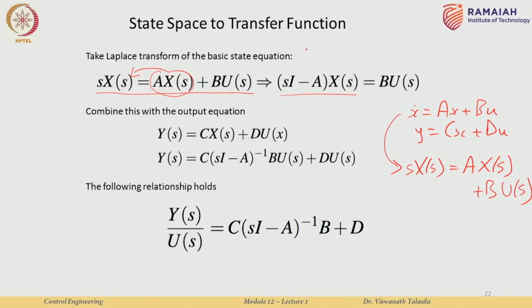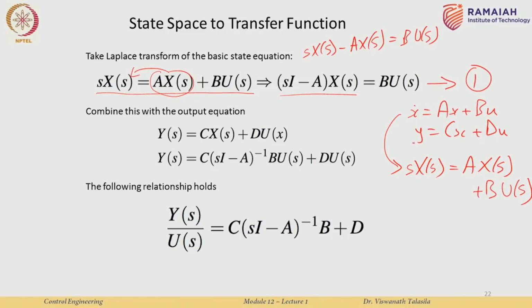If this is confusing, I can just write this down. So, sX(s) minus AX(s) is equal to BU(s). Take the X(s) term common out, and all you are going to get is sI minus A times X(s) equals B times U(s). We can call this equation 1.